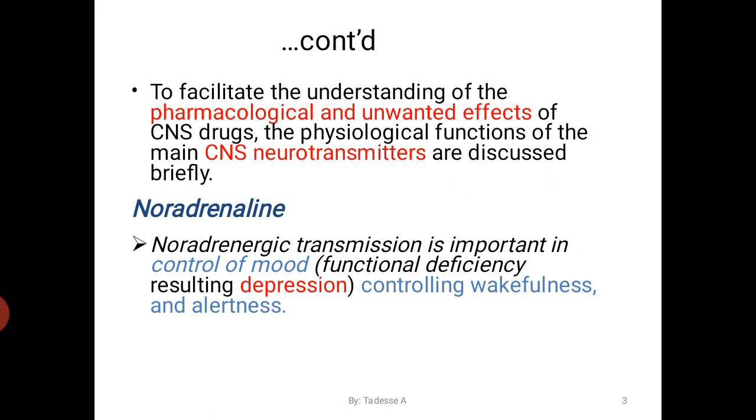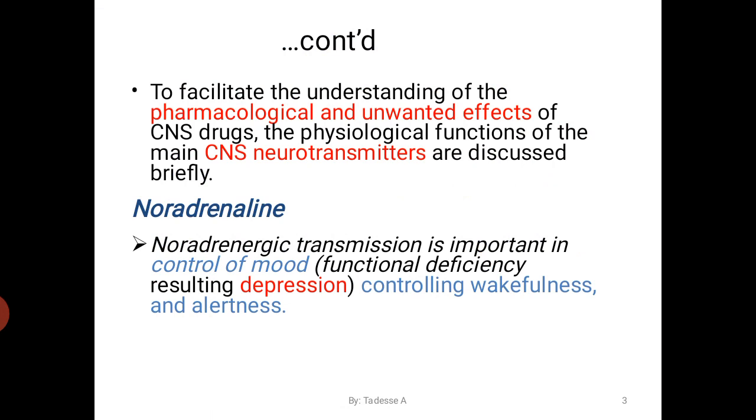To facilitate the understanding of the pharmacological and unwanted effects of CNS drugs, it is important to know about CNS neurotransmitters. Deficiency or excessive production of these CNS neurotransmitters is supposed to be involved in CNS disorders, so it is important to discuss these neurotransmitters.